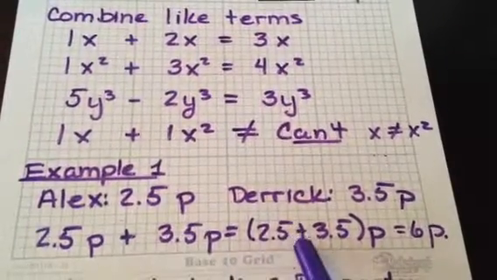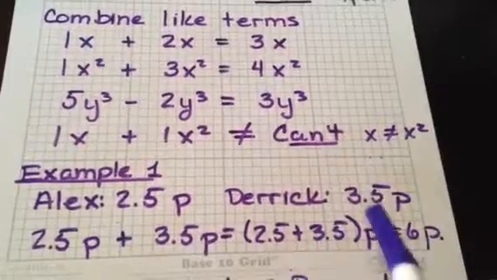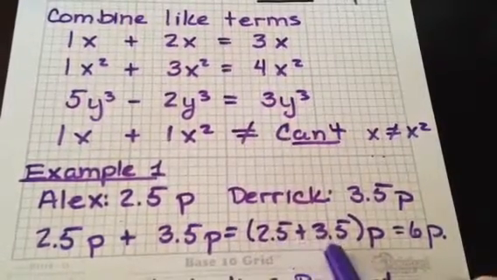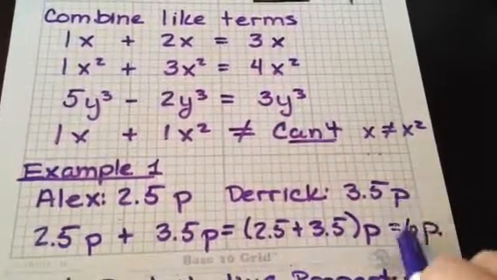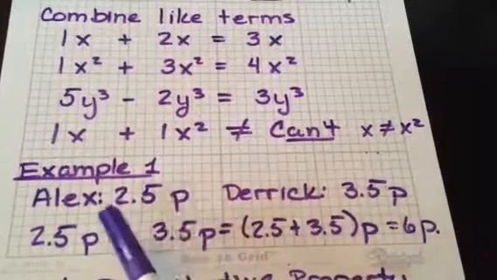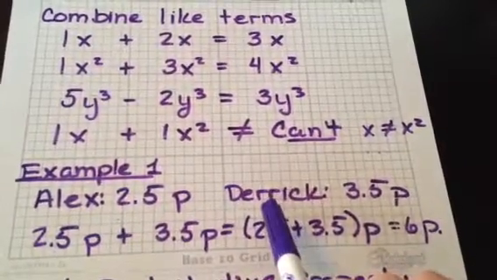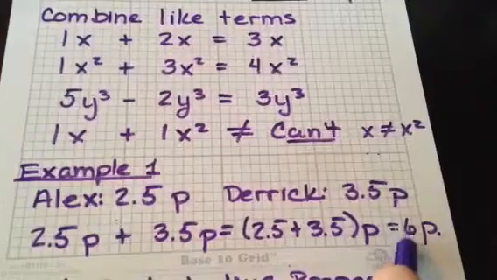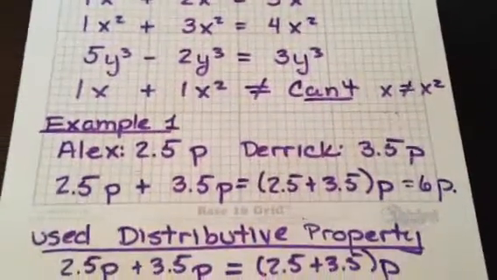This is just the reverse of the distributive property. And when I add my 2.5 plus 3.5, that gives me 6p. So the cost of the apples that both Alex and Derek paid is going to be 6 times whatever the price of those apples is.